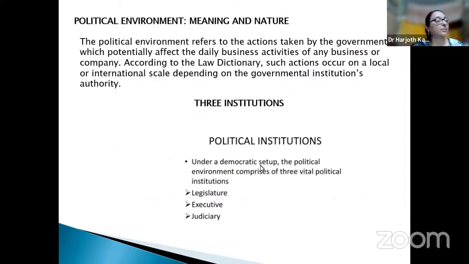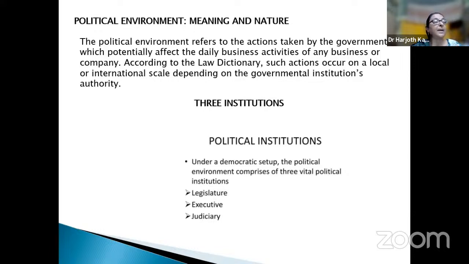So, whatever the impact of the political environment on business or service sectors, let us now discuss. See, the economic policies totally depend upon the political policies of a political party, because they have in their manifesto what to give, what not to give, right? So, political policies of a political party, okay?